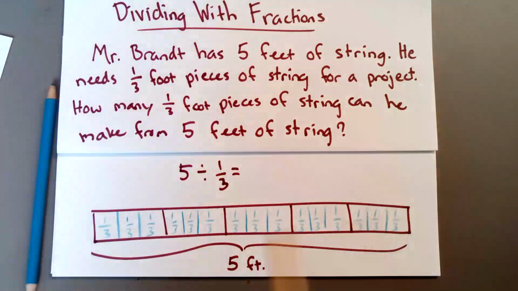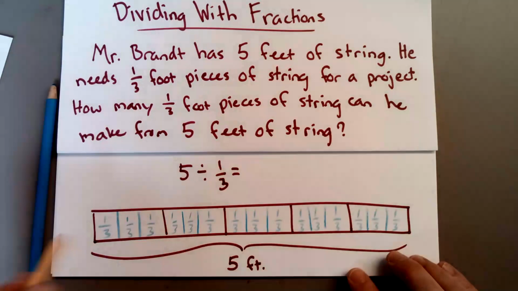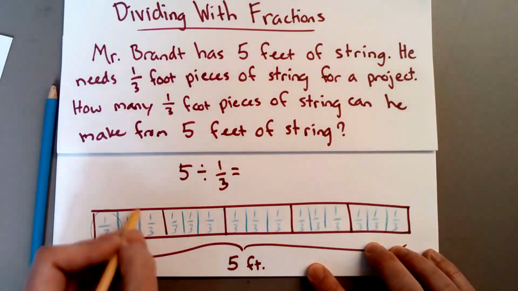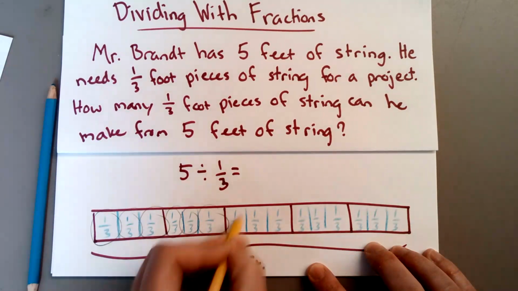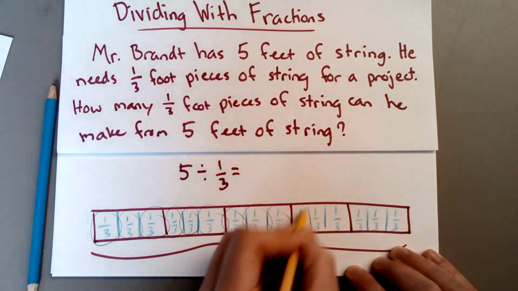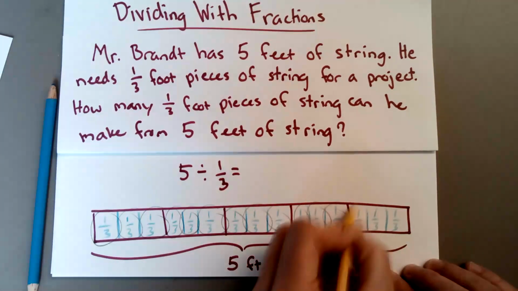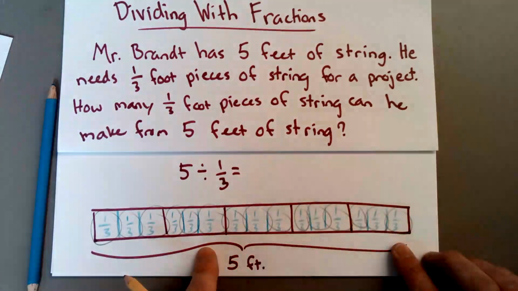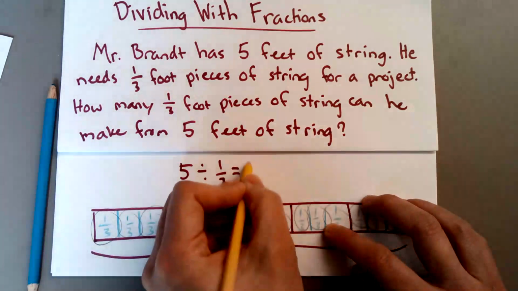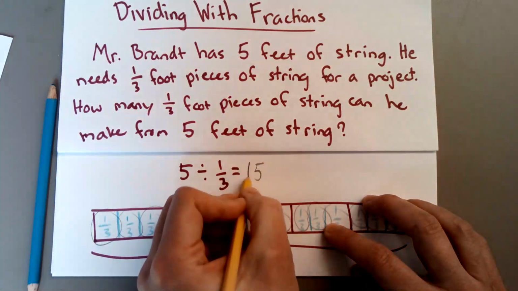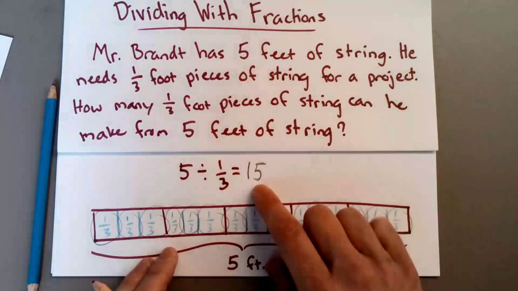So let's look. How many pieces of string can I make? Well, 1, 2, 3, 4, 5, 6, 7, 8, 9, 10, 11, 12, 13, 14, 15. I get 15 pieces of string. So how many pieces of string? 15. A whole number. Were you expecting that the quotient would be a fraction?